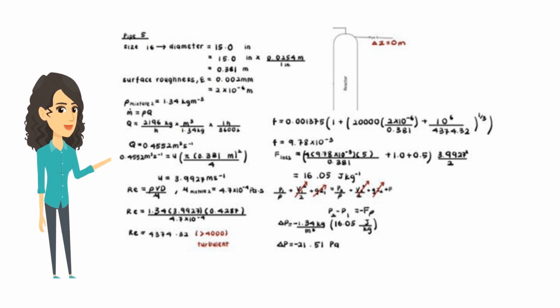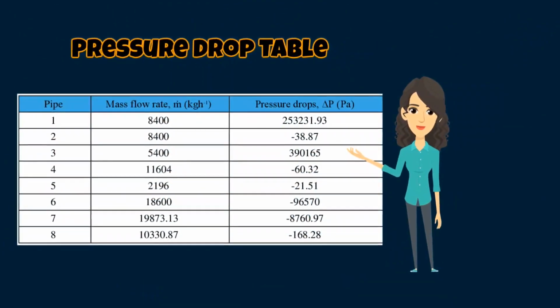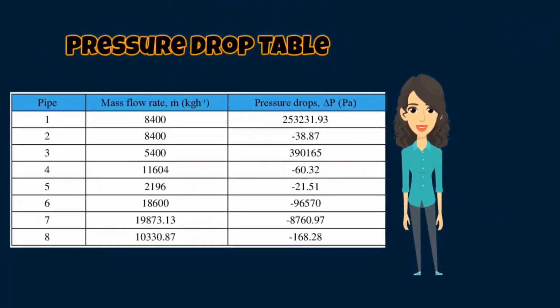Here is the full step of the calculation. And this is the summary of pressure drop across all pipelines.